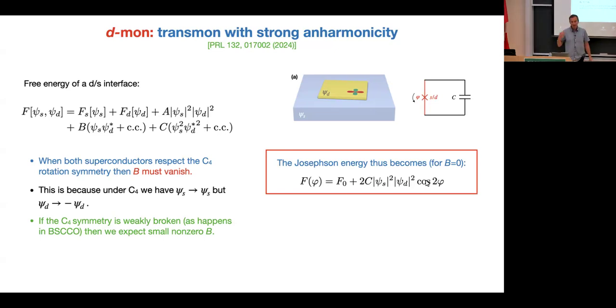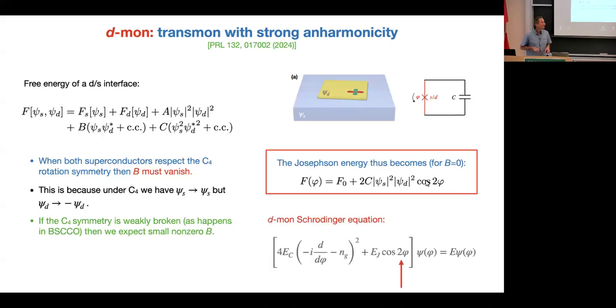rather than cosine phi behavior. Okay. Now I will, on the next slide, try to convince you that that's a crucial difference for the operation of such a qubit. I can write down the same transmon equation. The only change is this factor of 2, and you may think, okay, that's a trivial change. How does that do anything? So it actually does a great deal.